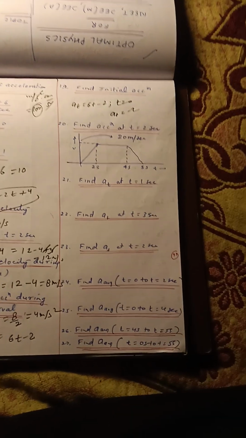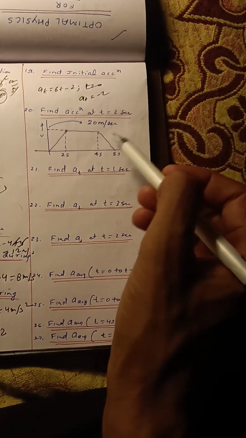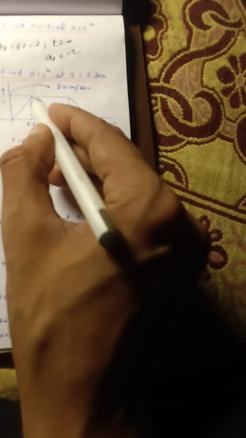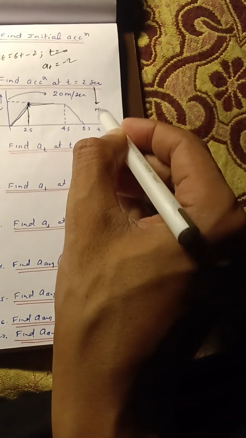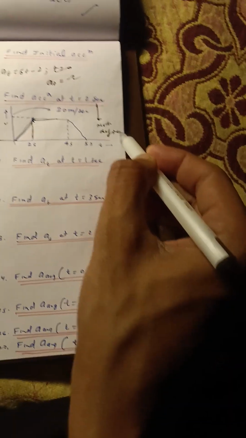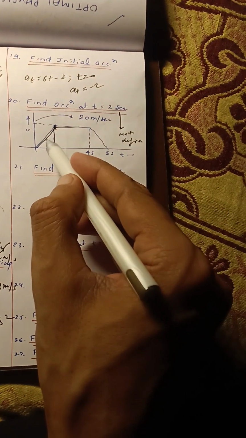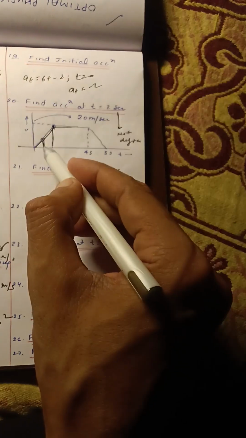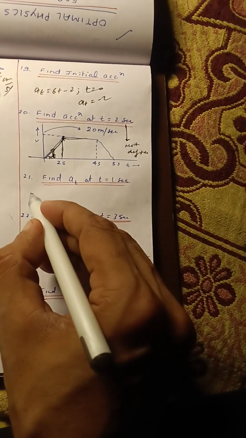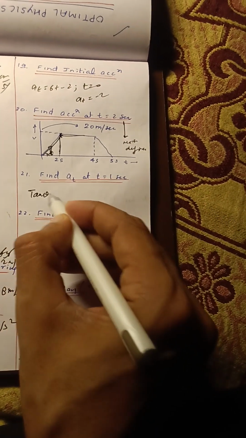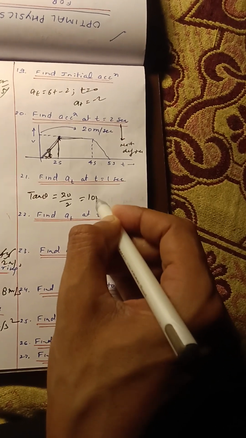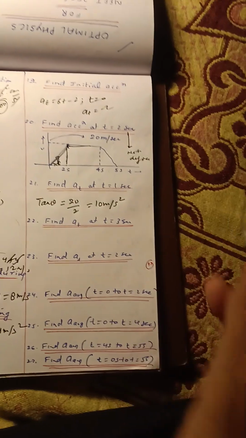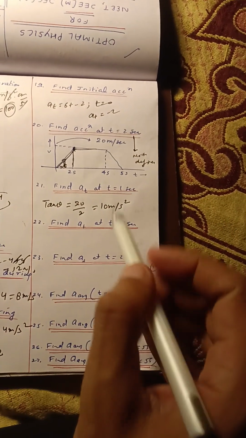Then we have a graph based question. We need to find the acceleration at t equal to 2. You can see that at t equal to 2, the slope from the left is positive and from the right is 0, so it is not defined. Now, acceleration at t equal to 1. The slope angle is theta, so acceleration will be tan theta, which is 20 by 2, which is 10 meter per second square.